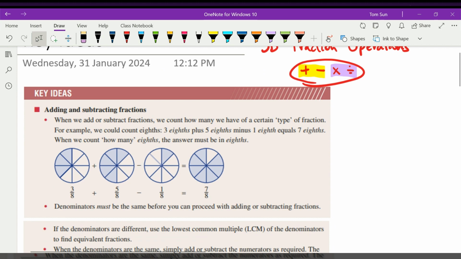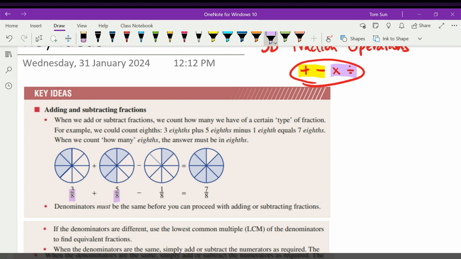Here we can see that when we add or subtract fractions, we should already have some idea of this because we learned this in grade 7. But when you add and subtract fractions, you need to ensure that the denominator or the bottom number in the fraction are the same before proceeding. If they're not the same, you can't perform the addition or subtraction just yet.